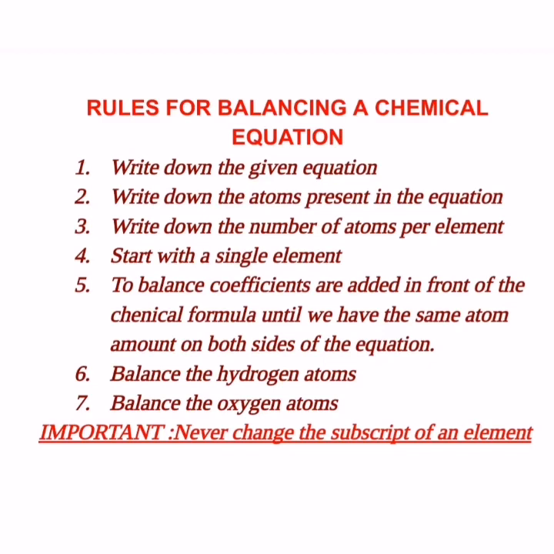And a very important thing to note is that never change the subscript of an element. Clear? So we have to follow these guidelines when we are writing and balancing an equation. Write down the given equation, write down the atoms present in the equation, write down the number of atoms per element, start with a single element. To balance, coefficients are added in front of the chemical formula until we have the same atom amount on both sides of the equation. Balance the hydrogen atoms, balance the oxygen atoms. Never change the subscript of an element. Clear for you? This can be easily understood by doing some simple examples.